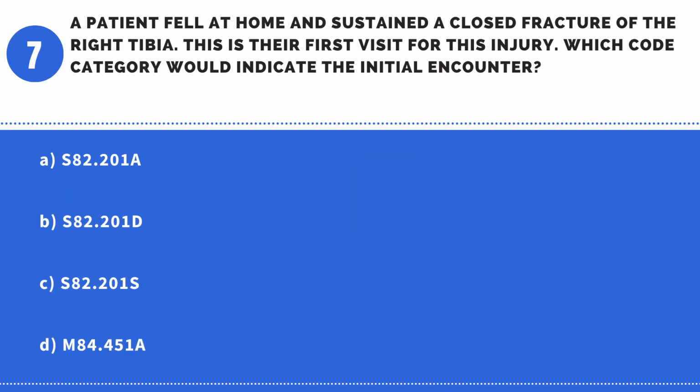Question 7. A patient fell at home and sustained a closed fracture of the right tibia. This is their first visit for this injury. Which code category would indicate the initial encounter? A. S82.201A. B. S82.201D. C. S82.201S. D. M84.451A.